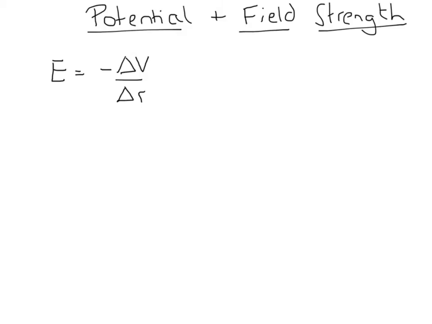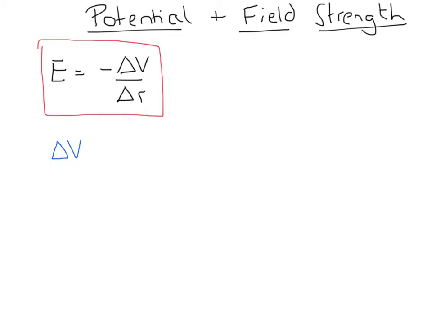Okay, so in this video I'm going to look at the relationship between potential and field strength. An equation you should know that applies to all the fields, whether uniform, radial, electric, gravitational, is that the field strength is equal to the minus change in potential over the change in radius. So we're going to look at how we can apply this to actually find the link between potential and field strength.